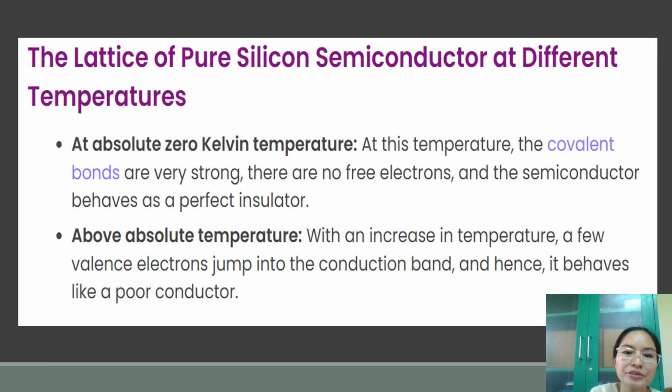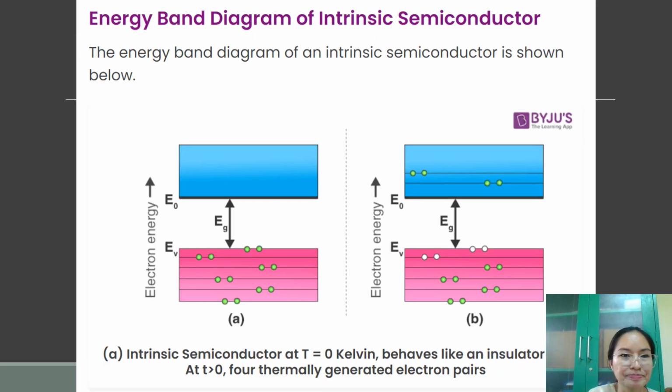The lattice of pure silicon semiconductor at different temperatures: at 0 Kelvin temperature, the covalent bonds are very strong and there are no free electrons, and the semiconductor behaves as a perfect insulator. But above absolute zero, like an increase in temperature, a few valence electrons jump into the conduction band and hence it behaves like a poor conductor.